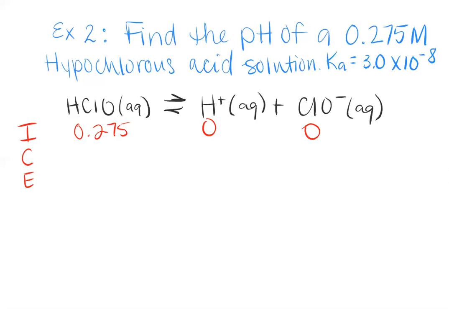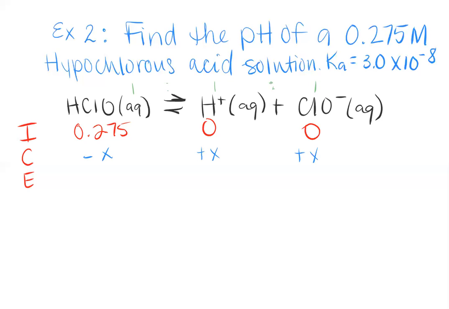All right, so now for our change. Once again, we have a 1:1:1 mole ratio in our balanced equation. We don't have any additional numbers there. So we are going to change by a value of X for all of these. So our change here is going to be minus X. Here we are plus X. Here we are plus X.